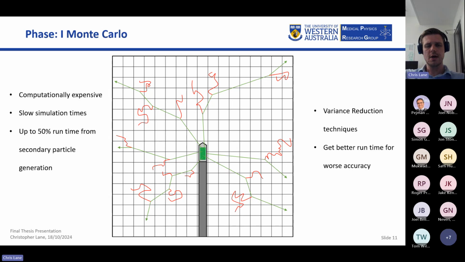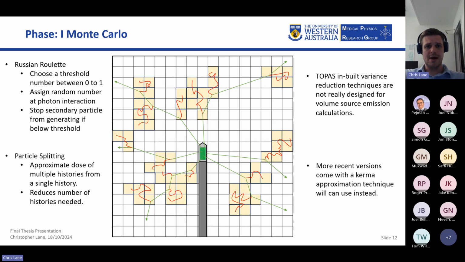And you can see from the diagram, every time the photon interacts with the water, it is generating secondary electrons. Every time you generate a history, you also have to generate and track every secondary electron, and this can essentially take up about 50% of the runtime at most. And so there are a number of variance reduction techniques that can be used to mitigate this. A variance reduction technique is just something that allows you to trade off the runtime for accuracy in some way.